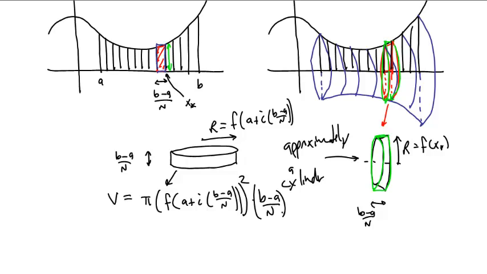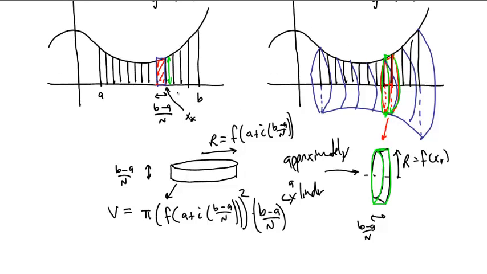Now that is just the ith slice. This is the first slice. This is the second slice. What we're talking about here is the ith slice.